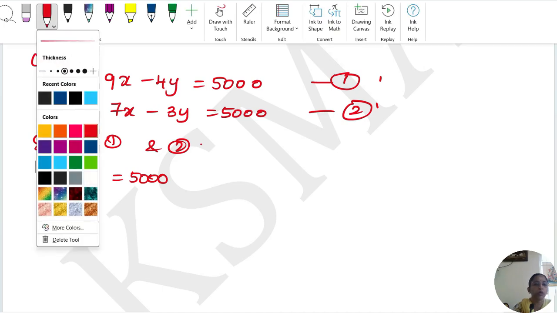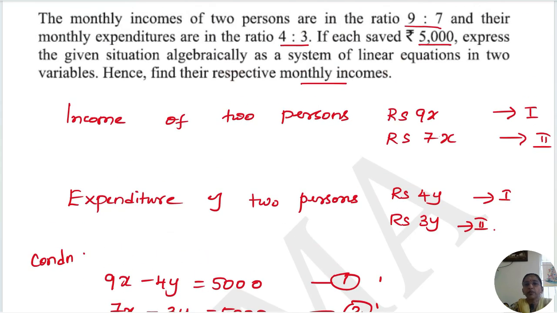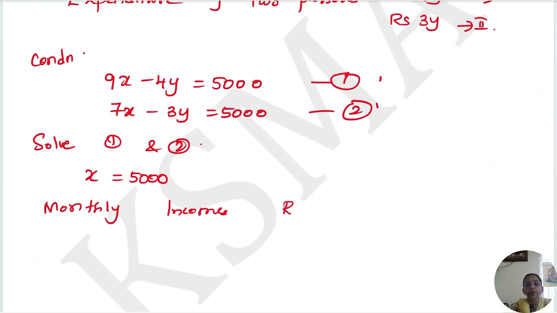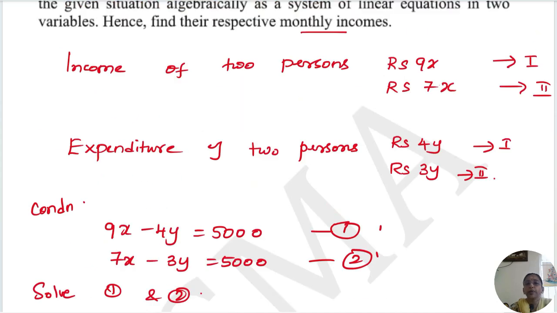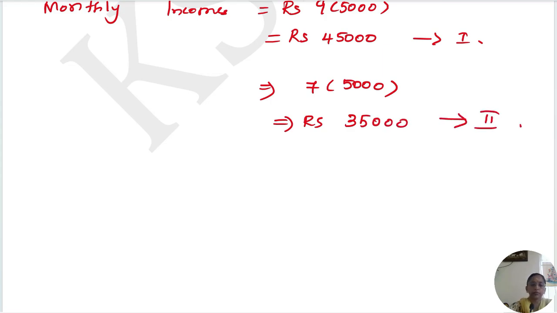So what is our income now for the first person? Monthly income for the first person, what is our data? Rupees 9x, so rupees 9 times 5,000. So rupees 45,000 for the first person. And for the second person, this is 7 times x. So 7 times 5,000, so this is rupees 35,000. This is our second person's income.